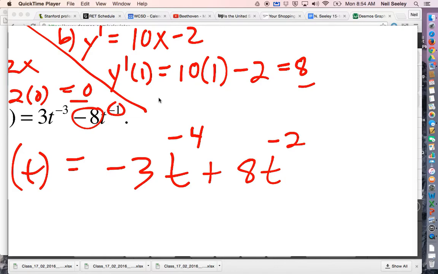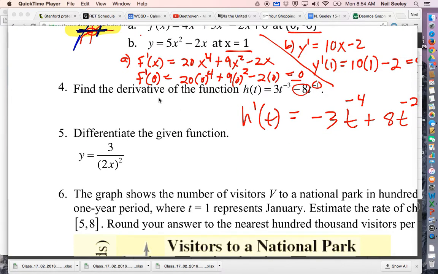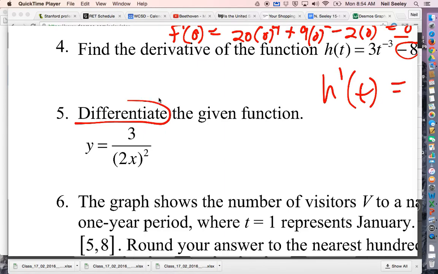So there's your derivative. Nothing fancy. Just wanted to see a derivative with some negatives in there. Number 5 has some algebra before you differentiate. That's another word. It's a verb for take the derivative of. But I would rewrite this. I'd do a little work.